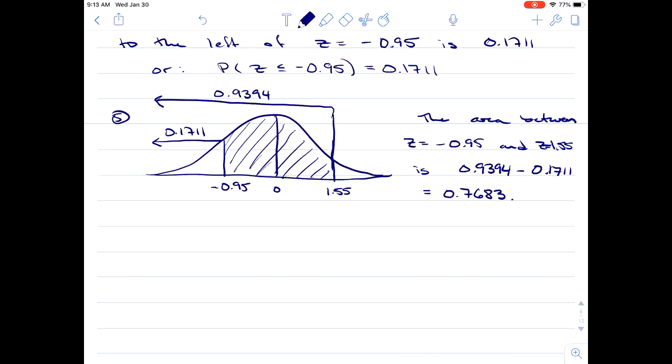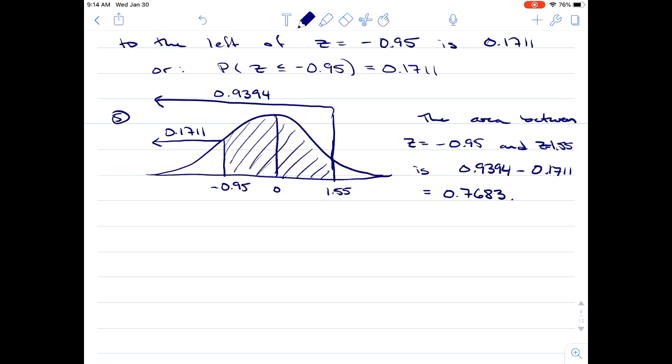So knowing that this whole chunk from here on down is 0.9394, we can just lob off 0.1711 and get the area that we want. Same way, if it makes more sense to you to find this area in the tail and then find this area in the tail, that would be 1 minus 0.9394, and then lob those tails off, that's fine. As long as you're telling me what you're doing, okay?